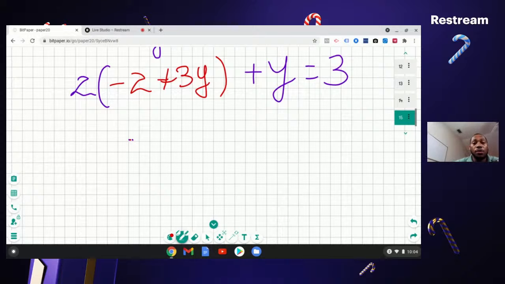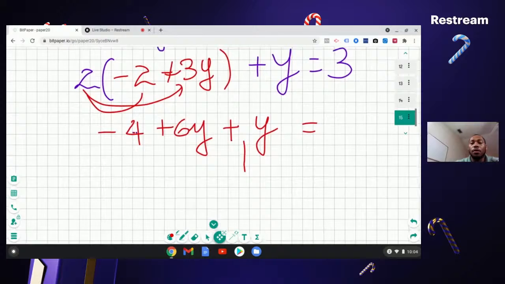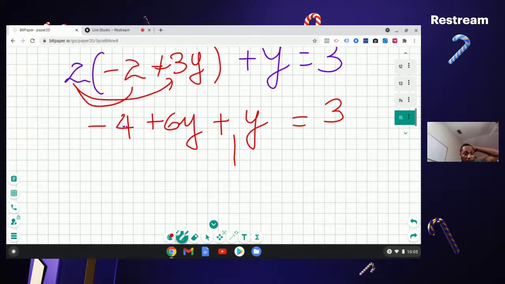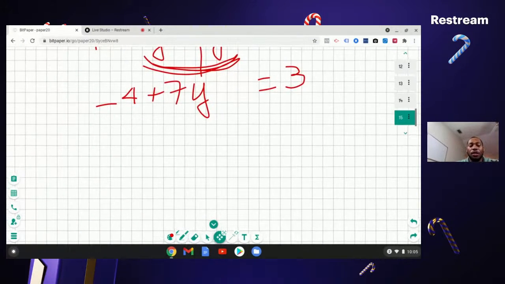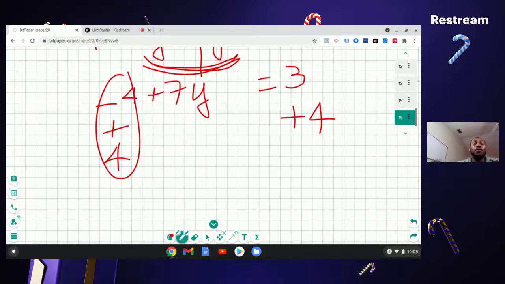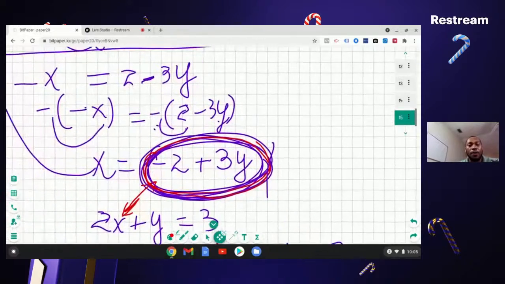Okay, so what we're going to do is multiply the 2 by the parentheses. So 2 times negative 2 is negative 4. 2 times 3y is plus 6y, plus another y is equal to 3. Okay, so now what do we need to do? 6y plus y is 7y. So it's negative 4 plus 7y is equal to 3. What we need to do is add 4 to both sides, and Sean, I'm going to do it without making any mistake this time. So negative 4 plus 4, that's gone. On the left side, we have 7y, and 3 plus 4 is 7. Now you divide both sides by 7, y is equal to 1. y is equal to 1, x is equal to 1. The same answer that we found. Where x is equal to 1.